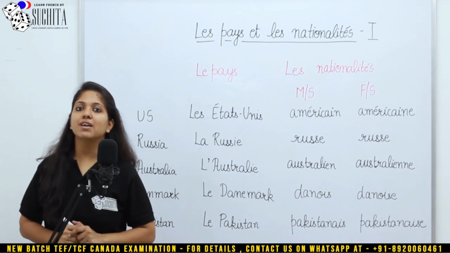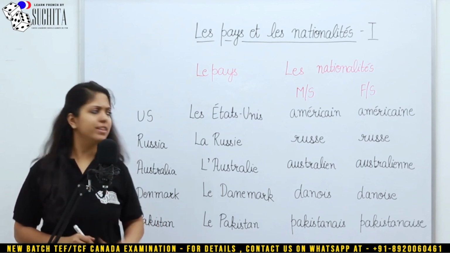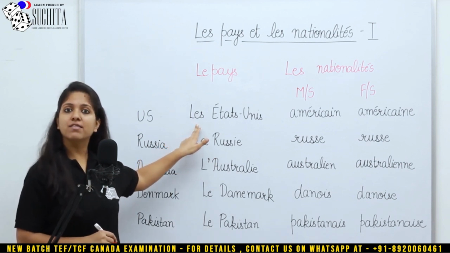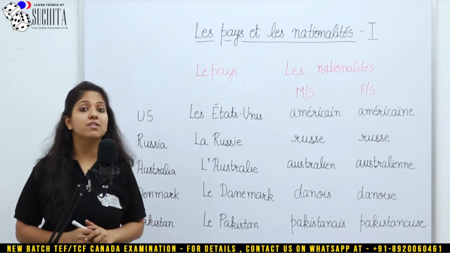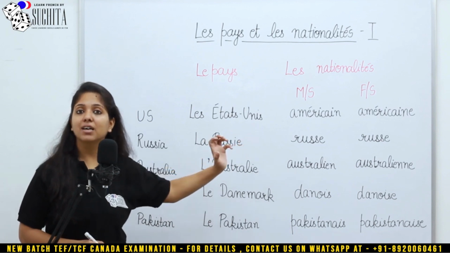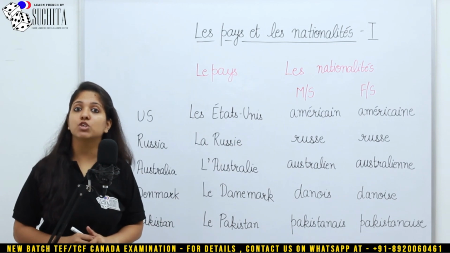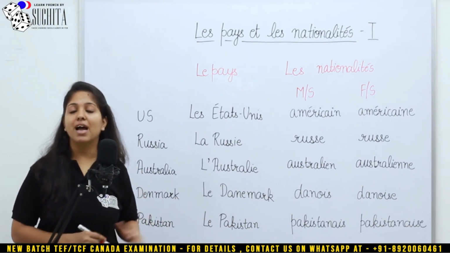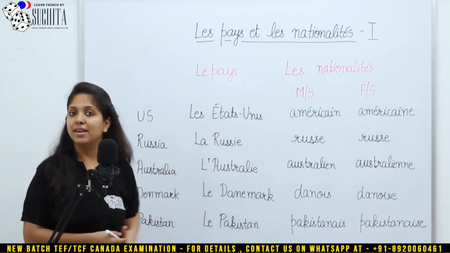Okay, so the next country is US, United States. By the way, that's the plural country, that is why I have written les. Les États-Unis. And the one who lives here is known as Américain. In order to make it feminine, I applied E, which makes it américaine. Alors, les États-Unis, américain, américaine.